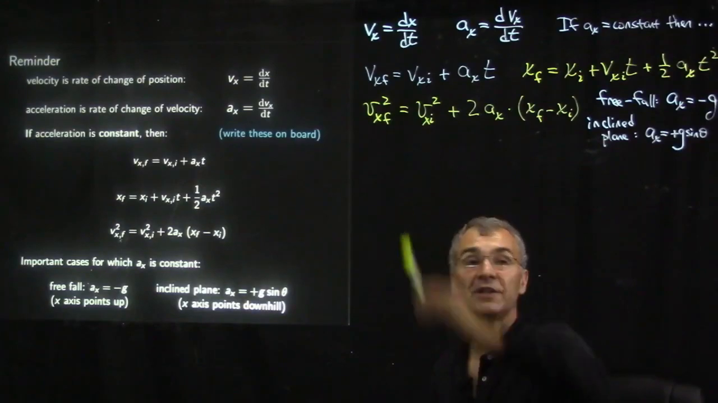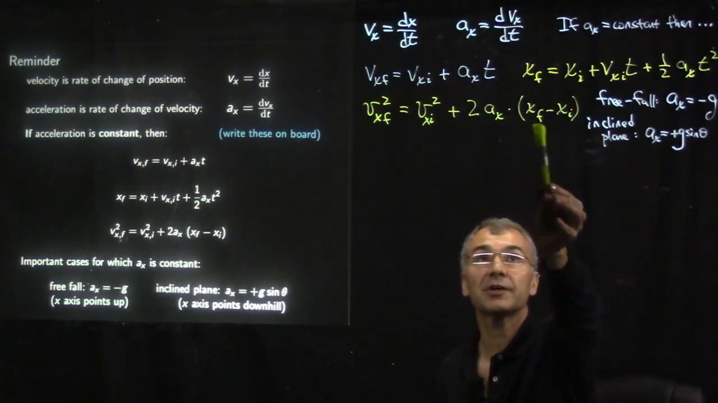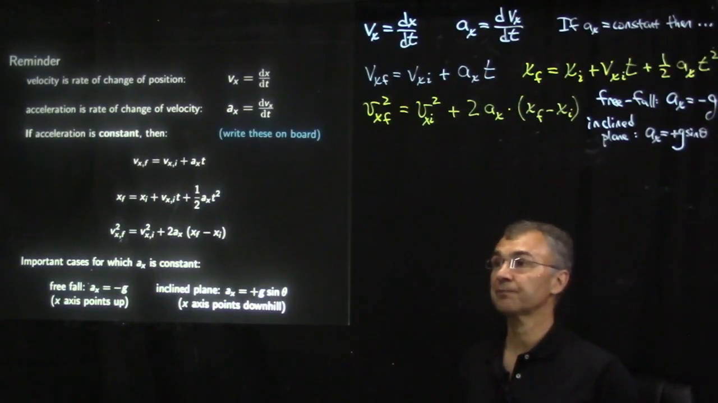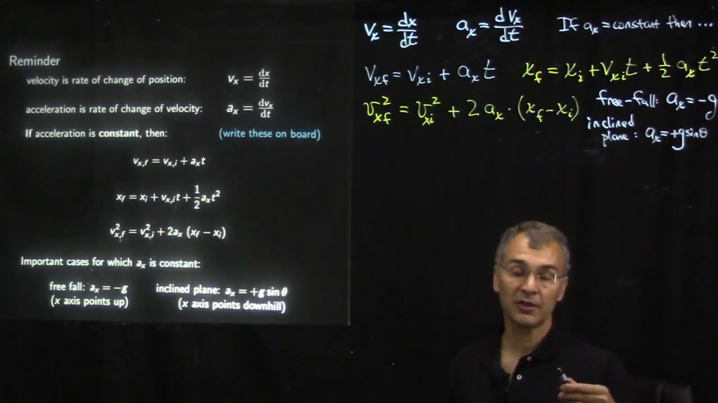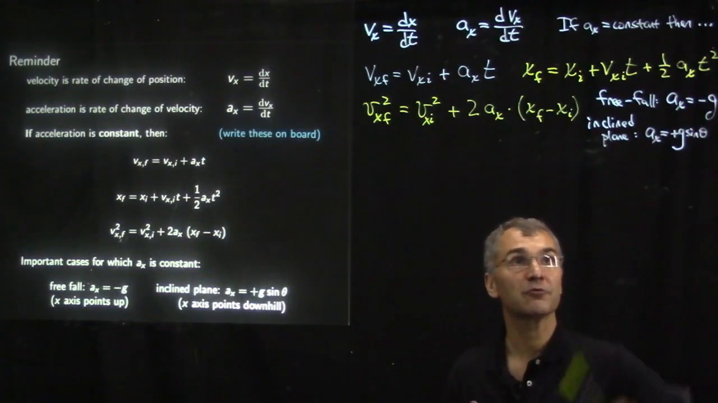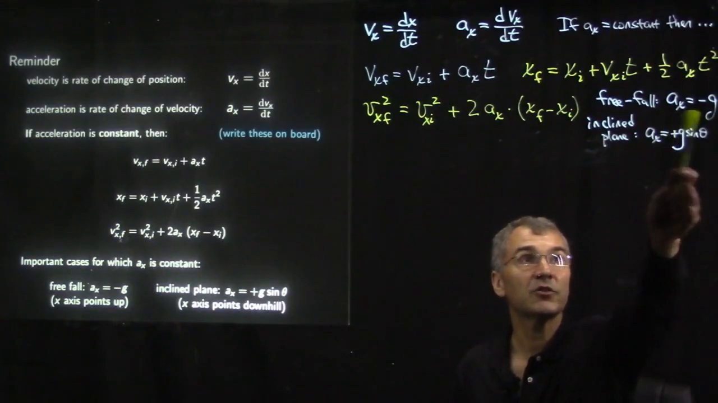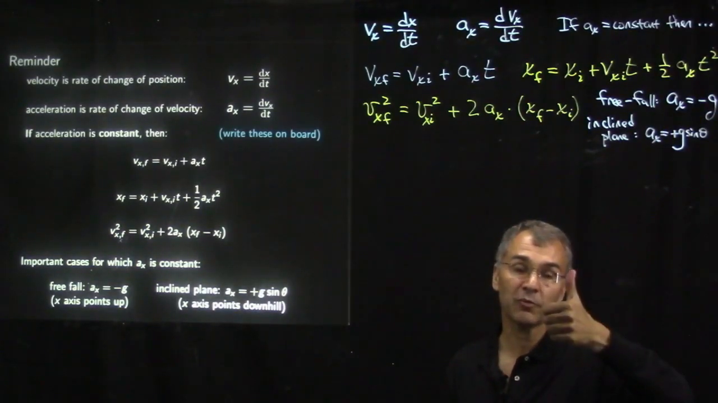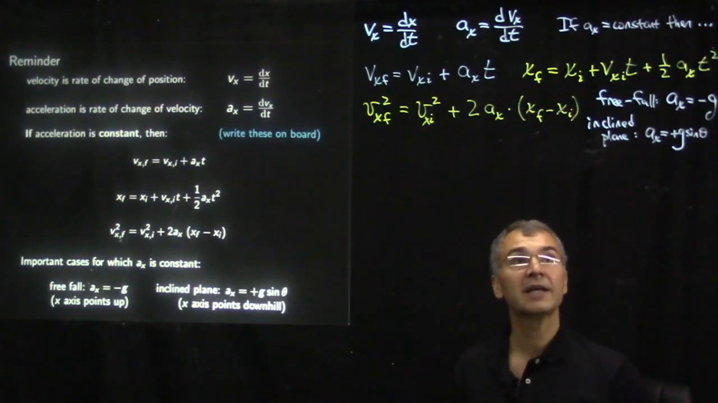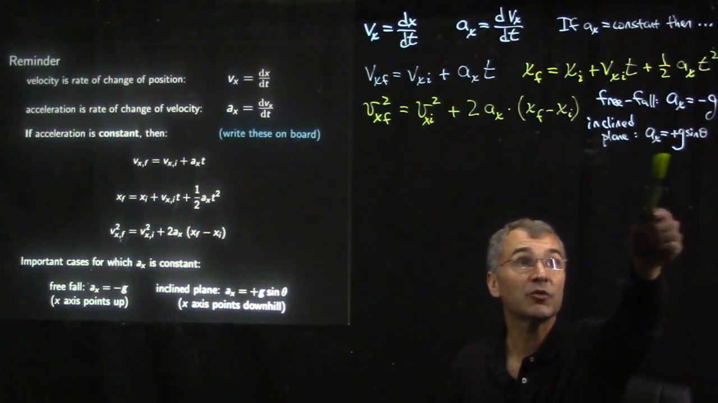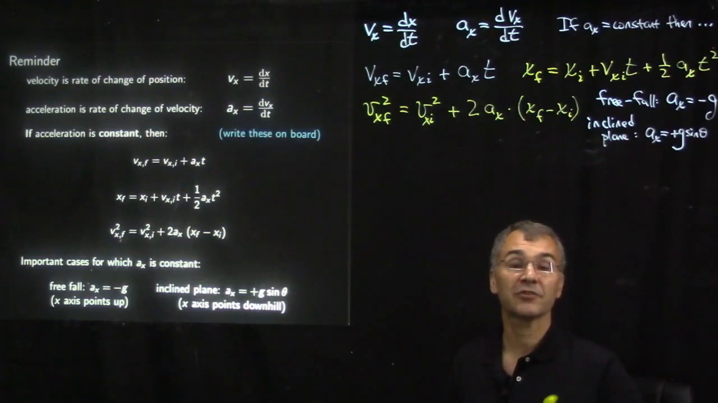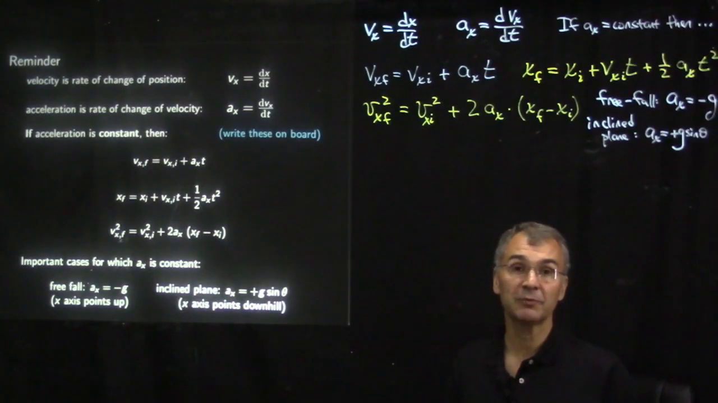So Vx final squared is Vx initial squared plus 2 times a sub x times x final minus x initial. The two important cases so far for which a sub x is a constant, where we have constant acceleration in the x direction, are free fall near Earth's surface, where a sub x is minus g, so the x-axis points upward and the acceleration is g straight downward. The other is an inclined plane, where the x-axis points downhill and a sub x is downhill and smaller than g because it's just a downhill part. So a sub x is g sine theta with a plus sign. Okay, so we're going to work some examples where we make use of these results.